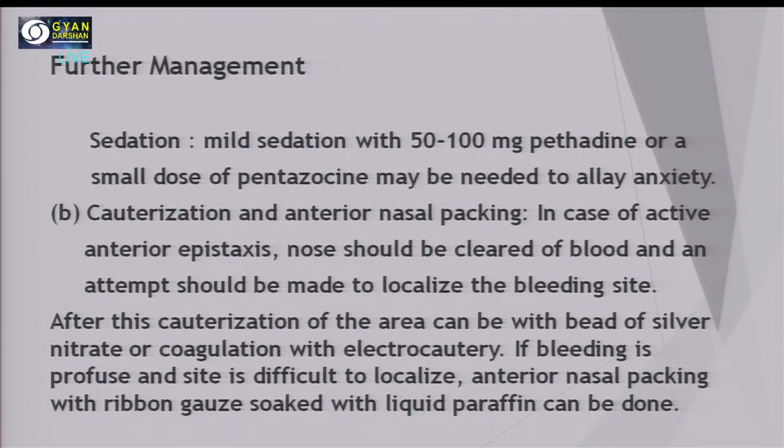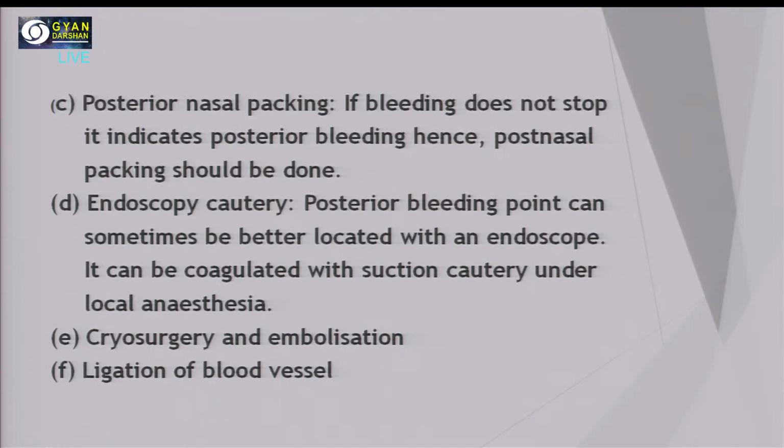Further management can be sedation. You can try to sedate the patient with 50 to 100 mg pethidine. There can be cauterization, and anterior nasal packing can be used. After cauterization of the area, we can utilize silver nitrate or coagulation with electrical cautery. Posterior nasal packing is done for bleeding on the posterior side. We can also use endoscopy, with the help of which cautery can be introduced in the nose and the bleeder can be stopped. Cryosurgery as well as embolization can also be used. One can also do surgery and ligate the blood vessel.